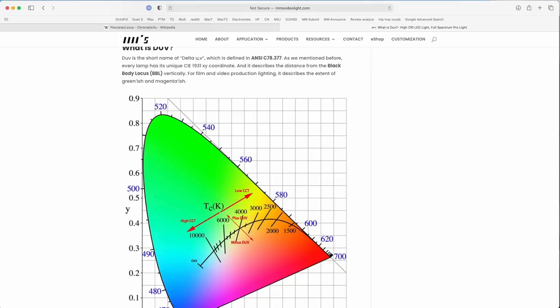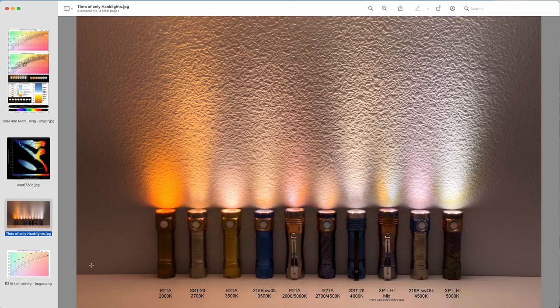So let's go back to the original image we had, and you'll notice that, for example, this flashlight on the end is 2000 Kelvin, so it's a really warm color temperature, but it's pretty neutral. I don't see really any hints of green or magenta in it. Now, when I move to the SST20, it gets a little bit cooler. It's still on the warm side, but notice it's still very neutral. It's right on that BBL line.